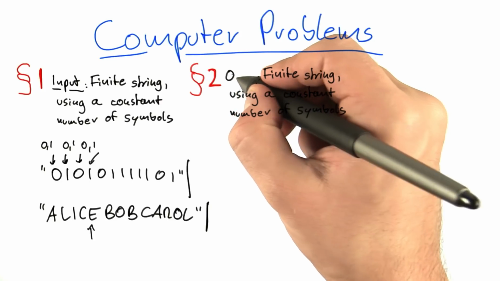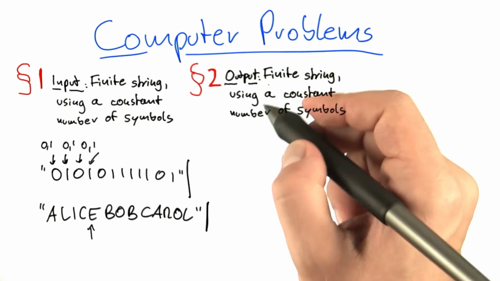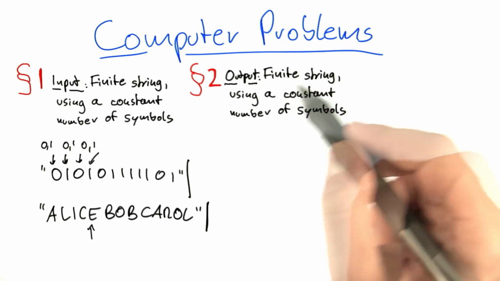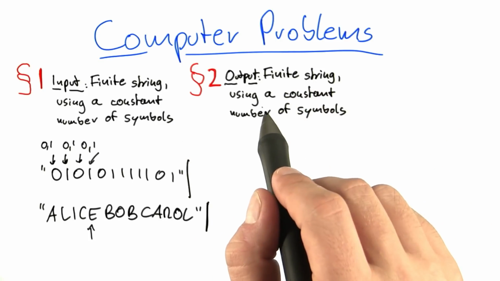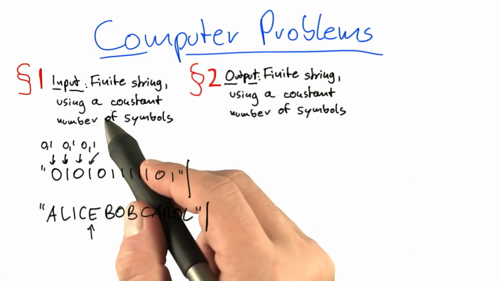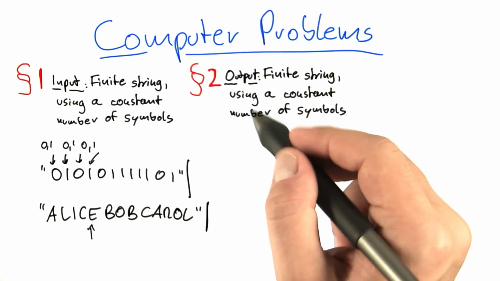Rule number 2 is exactly the same as rule number 1, with one exception. Instead of input, we write output. So we also want the output to be given as a finite string using a constant number of symbols. Actually, we could even restrict ourselves to decision problems here, but we're going to keep it general. So you give the computer a string and you expect it to output a string.